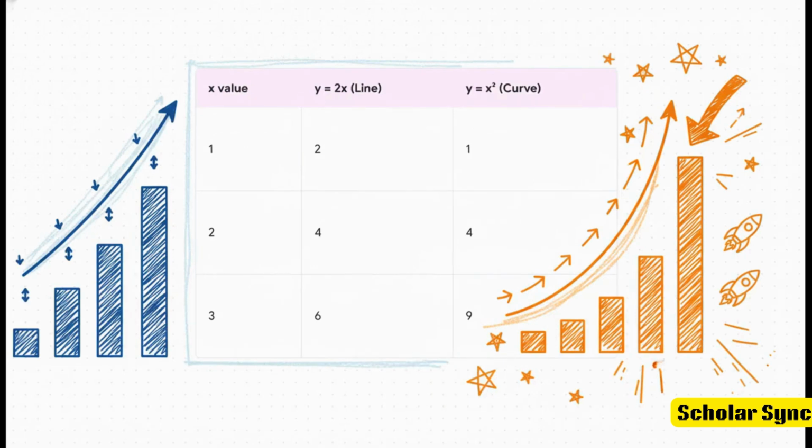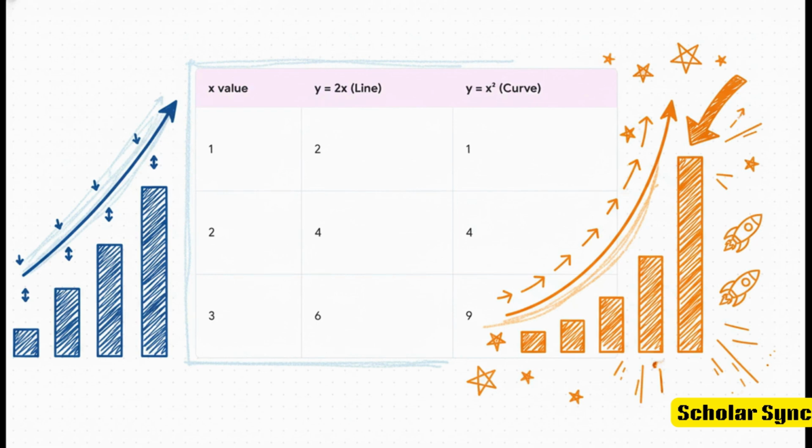Okay, check out this chart. The blue bars? That's our straight line's growth. It goes from 2 to 4 to 6. Nice and steady. Now look at the orange bars, our parabola. It starts off a little slower at 1, it actually matches the line at 4, and then it just completely blows past it, rocketing all the way up to 9.